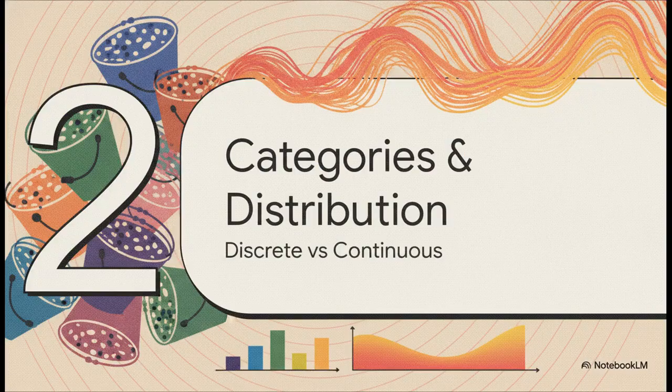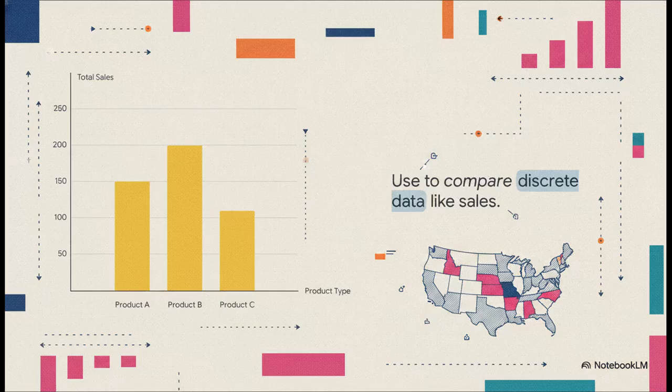Section 2. Categories and distributions. So, let's pull out the first tool in our belt, the trusty bar chart. And this brilliantly illustrates how we handle discrete data. By using rectangular bars, we can perfectly compare separate, distinct buckets. Whether you're comparing sales across different product lines or looking at populations state by state, the height of the bar instantly tells your brain who's winning, who's losing, and what the primary differences are.